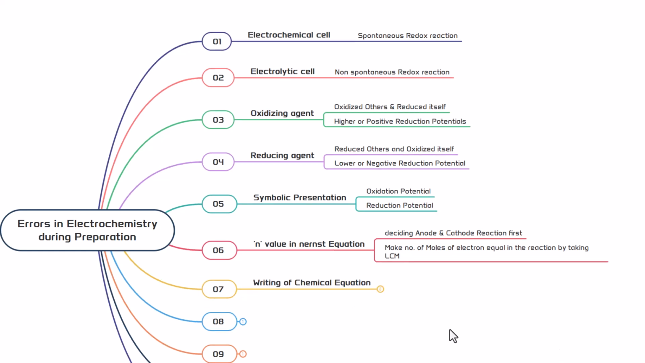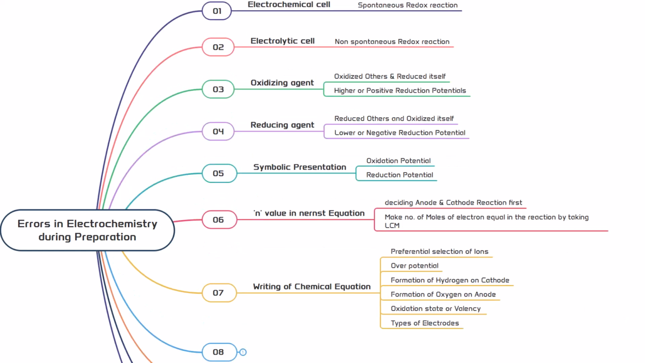Number 7, writing of chemical equations. Here, we have different points. Whenever you write chemical equations for the electrolytic cell, first you have to apply preference. First, you have to decide which ion is going to be oxidized and which ion is going to be reduced. That's called preferential selection of ions, and it is of course based on the EMF value, I mean, based on the reduction potential value.